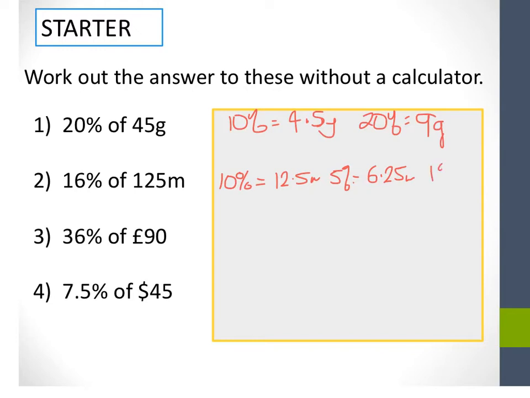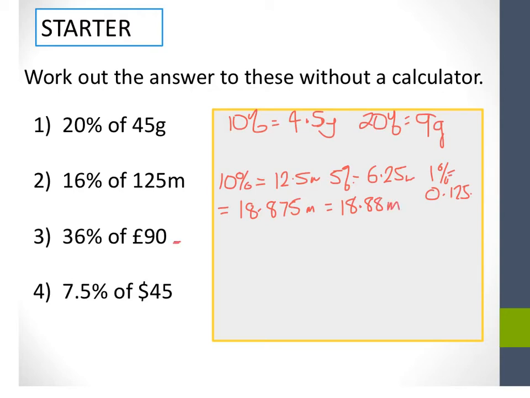And 1% is going to be 0.125 metres. So adding all those answers together will give you 18.875. And rounding to 2 decimal places, 18.88 metres.